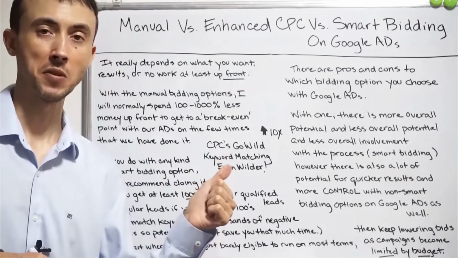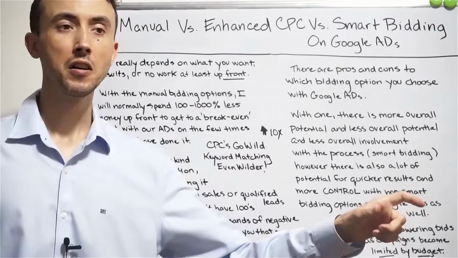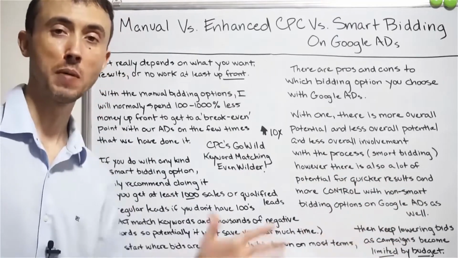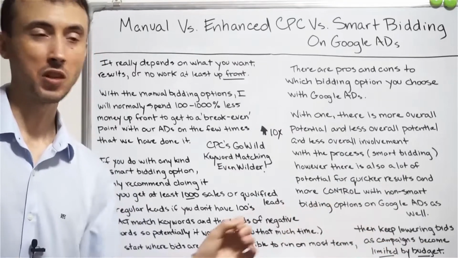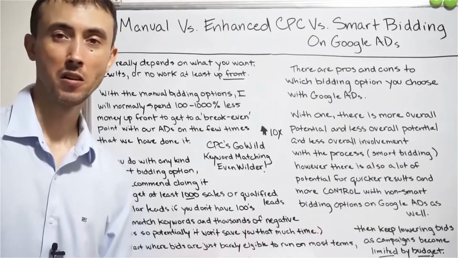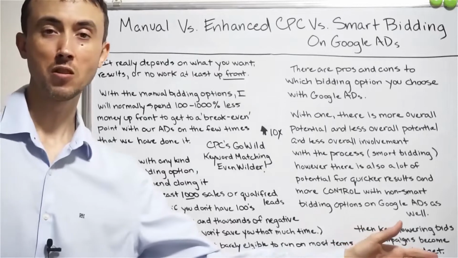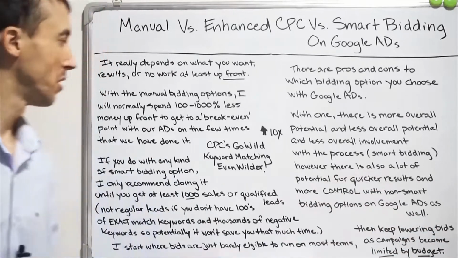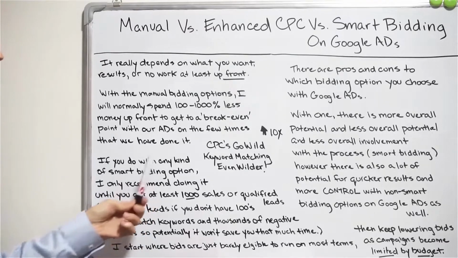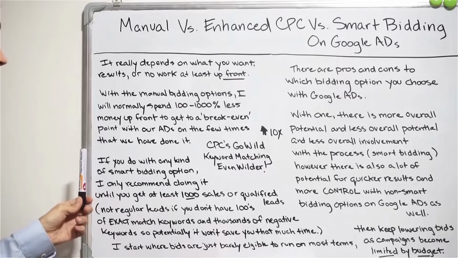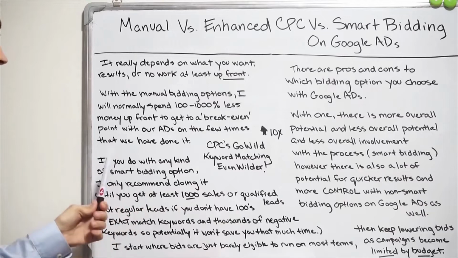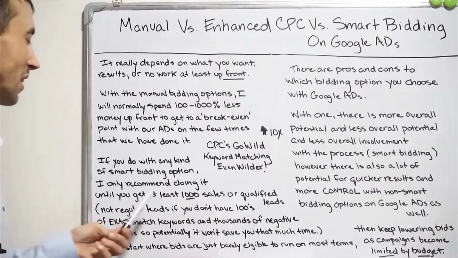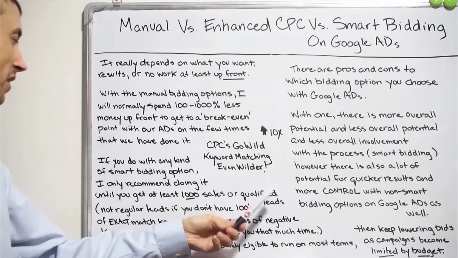So we'll start with enhanced CPC. We'll wait a little bit longer, but it's not that much longer as long as you use my method here. It'll take a little bit longer, but you'll get to the profitability with way less money and just a little bit more time. If you deal with any kind of smart bidding option, I only recommend doing it until you get at least 1,000 sales or qualified leads.